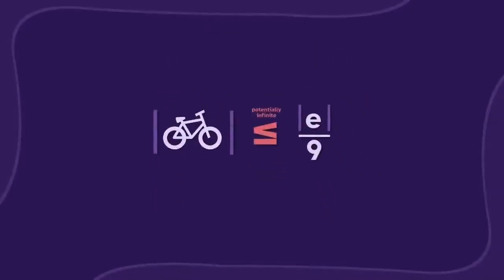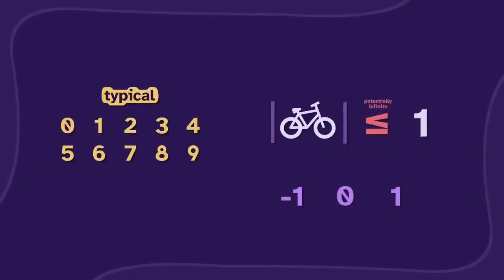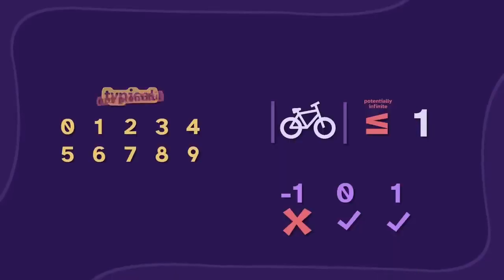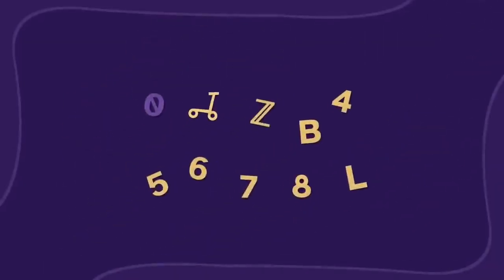And now we have this formula for the potentially infinite range. Let's apply it to the typical digits. The biggest is 9, so we get absolute 9 over 9. That's just 1. We only need to check a few values. 0 and 1 are fine, but -1 is not writable. Not without its precious hyphen. And therefore, these typical digits are not plentiful. But that's okay. We have our new set.